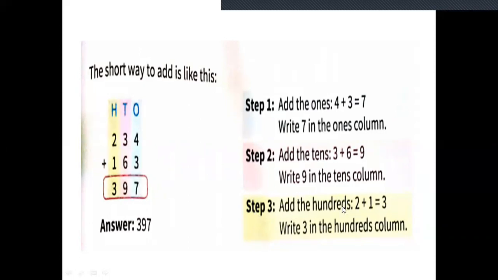Third step, add the hundreds place. What is the value? 2 plus 1, so 2 plus 1 will be 3. Write the value in the hundreds place. Remember in your mind: first calculate the ones place, then the tens place, then the hundreds place. Now we will see some example sums in the exercise.